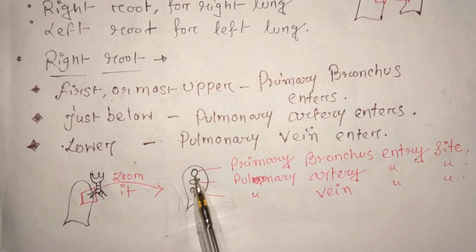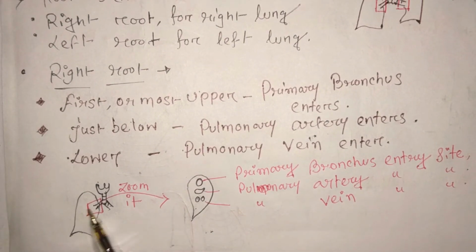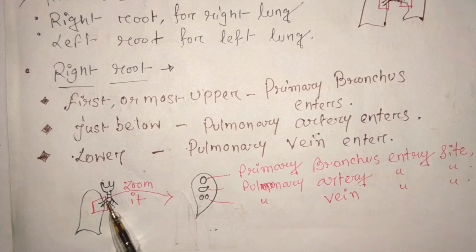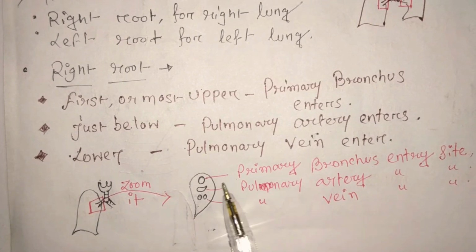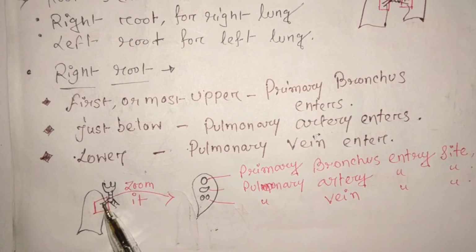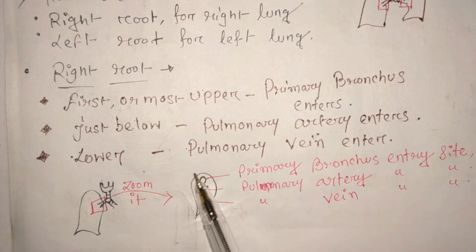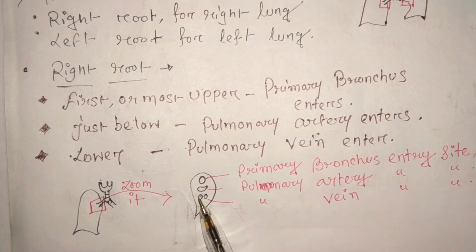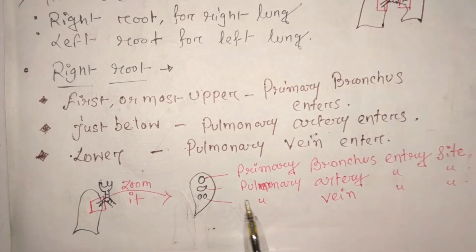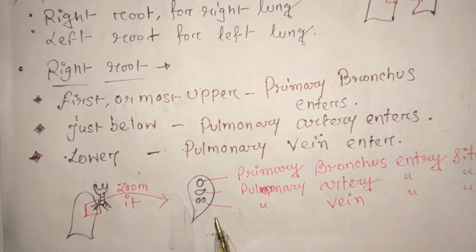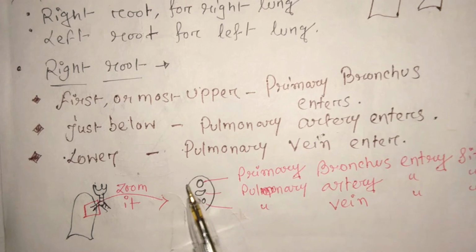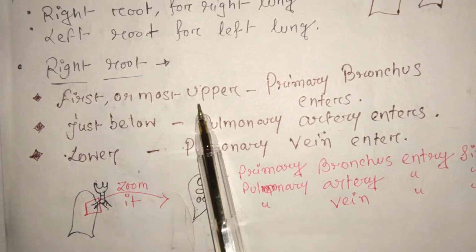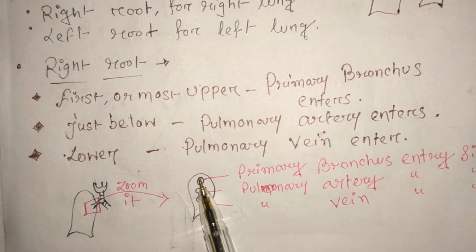Okay, right root, first or most upper part. First let me show you the diagram. This is the right lung. Let's zoom in on this portion. This portion looks like this is the root, and this is the passage for the primary bronchus, pulmonary artery and vein. So this is the root, and let's see the first, or the most upper part.